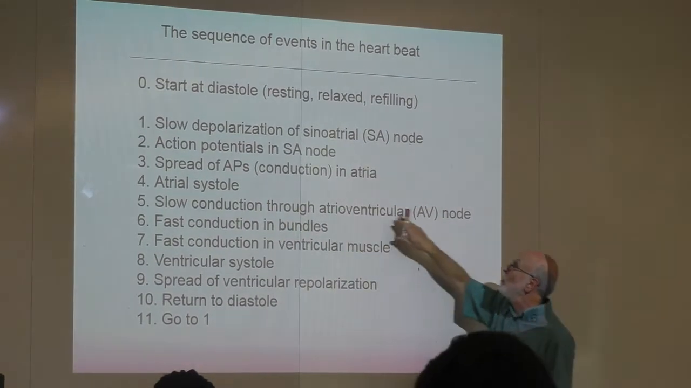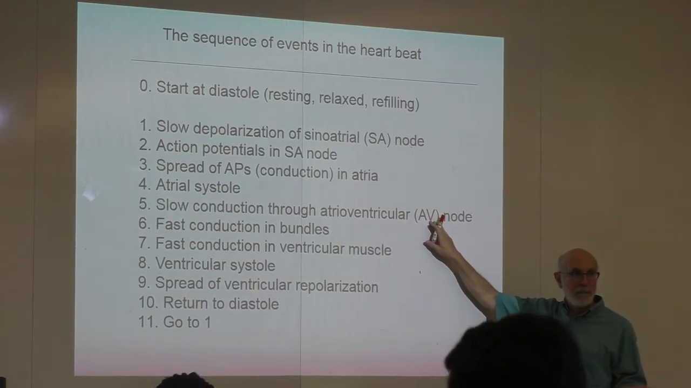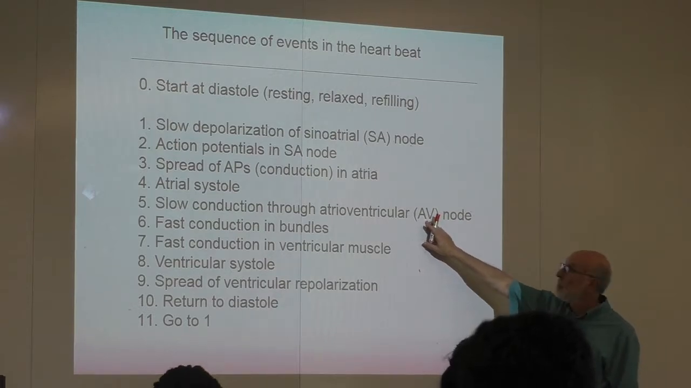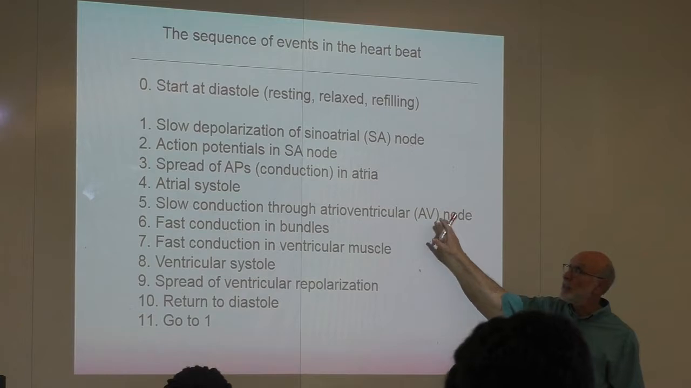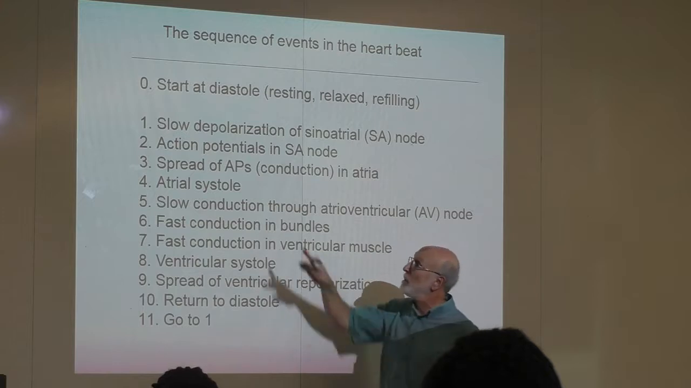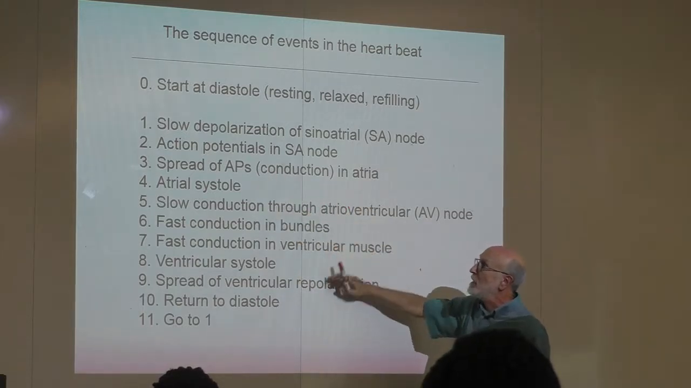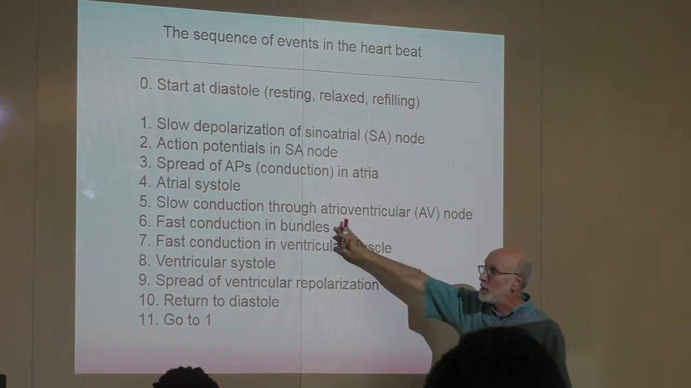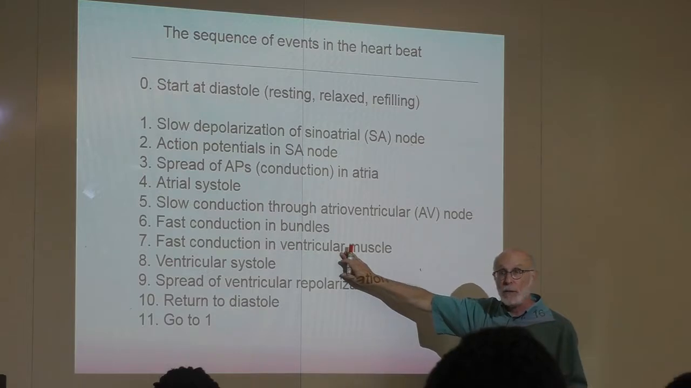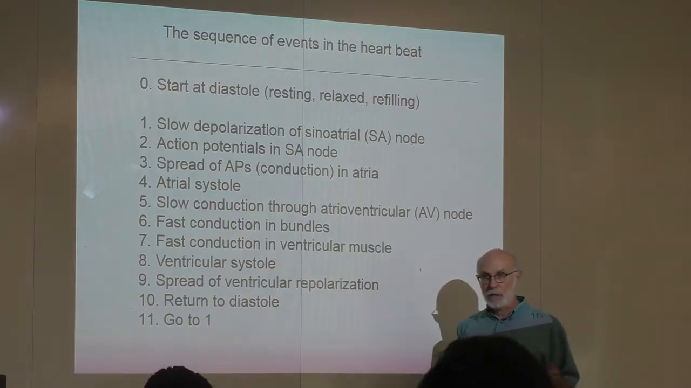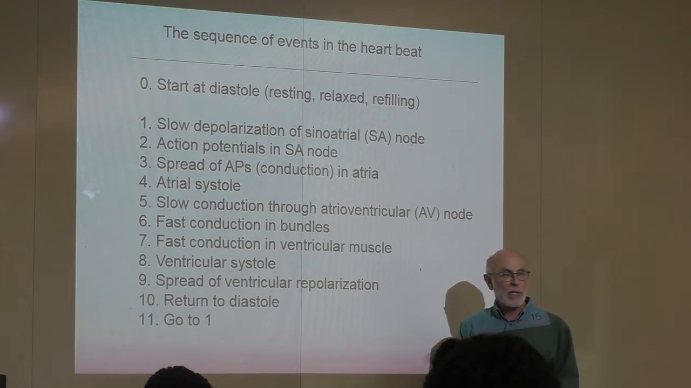The action potentials spread through the AV node slowly. We'll talk about slow conduction probably on Thursday. This causes the delay. The slow conduction in the AV node causes the delay between atrial systole and fast conduction in the bundles: bundle of His, bundle branches, Purkinje fibers, ventricular muscle, now ventricular systole, by the mechanisms that we've talked about, the calcium channels and the sodium channels.